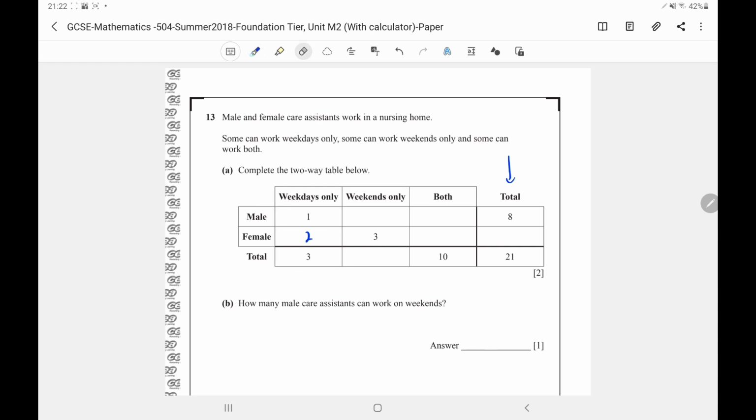Then let's look for somewhere else that has one piece of information missing. So the far right, 8 plus something is 21. So that something is 13. So keep going in that manner, looking for, in this case we'll look at this female column, and you'll see there's one piece of information missing. So 2 plus 3 is 5. Then we have to add something to get 13. So that's going to be 8.